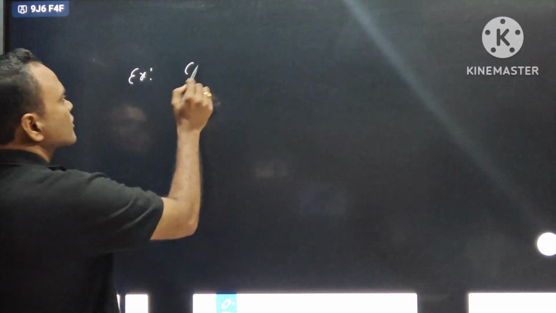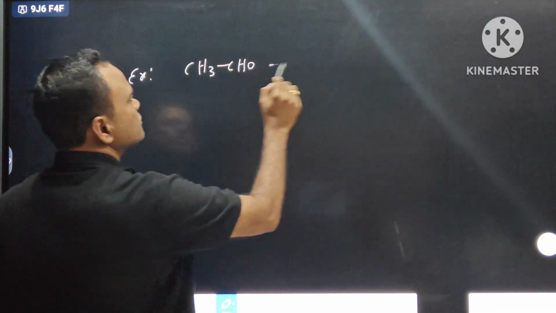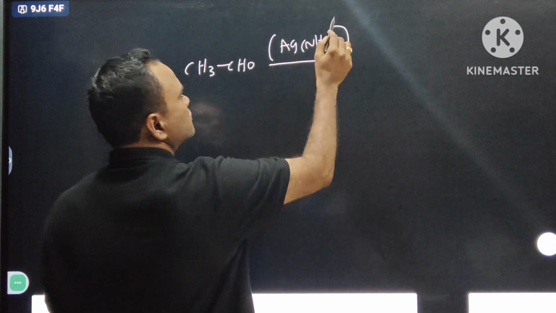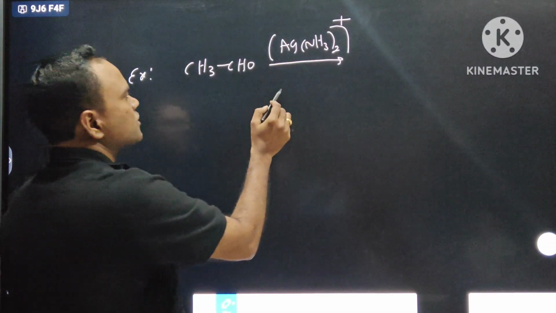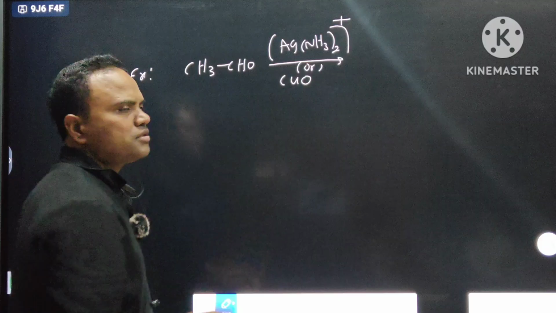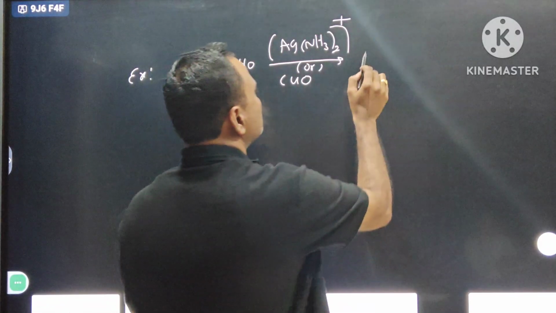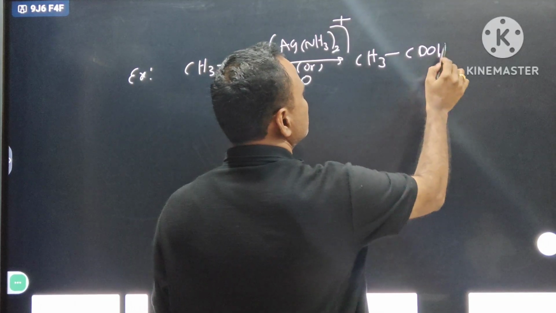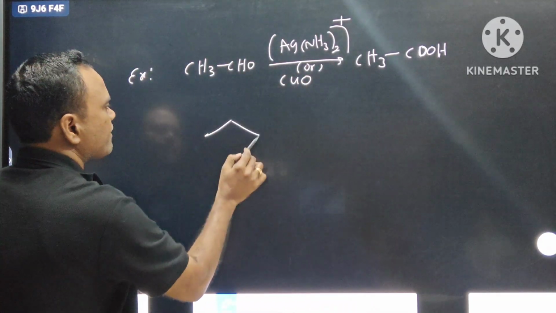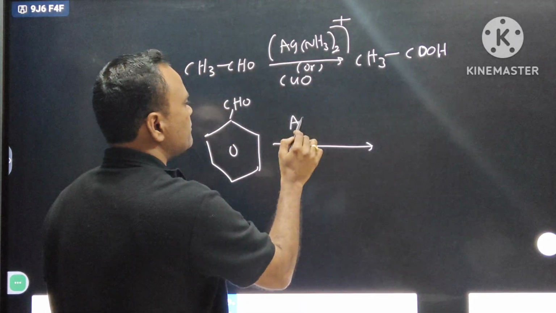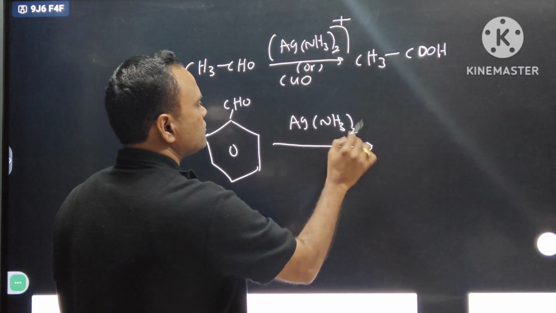Write examples. CH3CHO with Ag(NH3)2+ taken twice, positive. What is the name of this reagent? Tollens reagent. Fehling's or Benedict's? So what is the product? CH3COOH. Benzaldehyde to benzoic acid. How to convert benzaldehyde to benzoic acid? By using Tollens reagent.